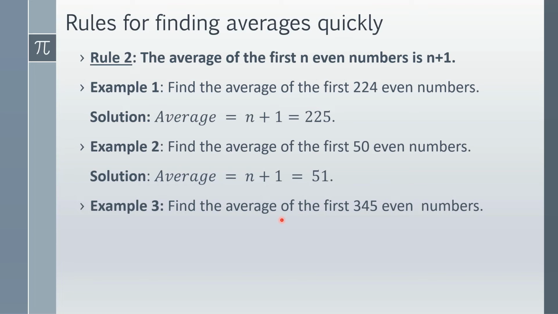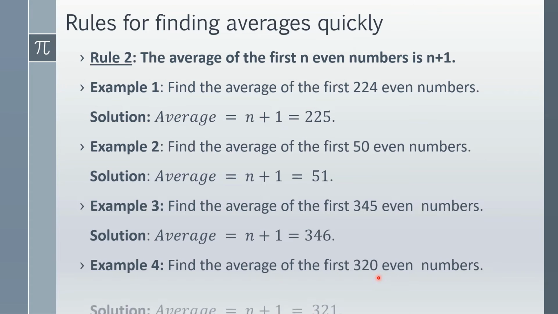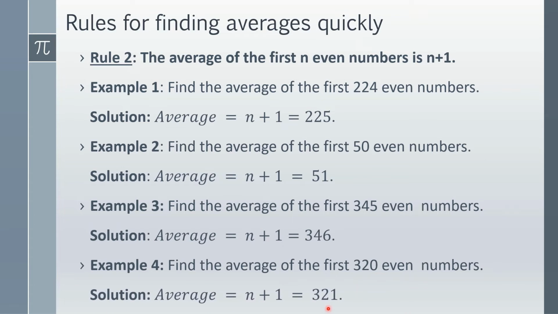Now, can you find the average of the first 345 even numbers? Just add 1 to 345, you get 346, and that is our average. In the very same manner, we can also find the average of the first 320 even numbers. Just add 1 to 320, so we'll get 321, so the average is 321. Always remember, the average of the first n even numbers is n plus 1.